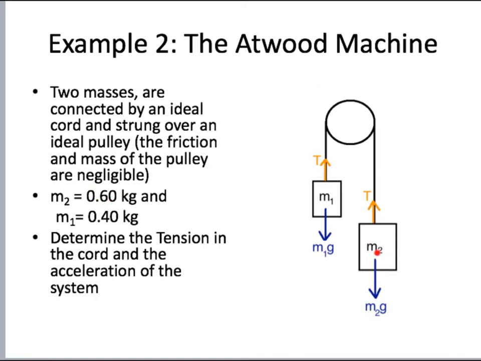M2 is the bigger mass, and it's got a mass of 0.6 kilograms. M1 is a smaller mass. It's got a mass of 0.4 kilograms, and these are strung over by an ideal cord. We know what that means. It doesn't stretch, and its mass can be ignored, and it's strung over what we call an ideal pulley.